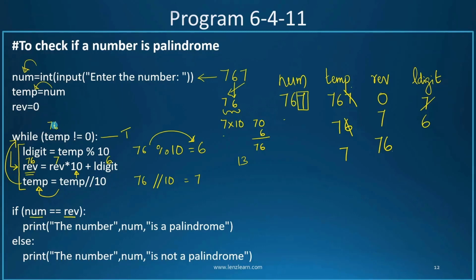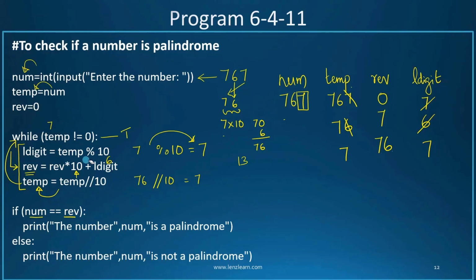So I'll come here to the beginning of the while loop. I will check 7 not equal to 0. It is true. Now next I will do 7 modulo 10. So the remainder will be 7. That will be loaded into last digit. So last digit will have 7.